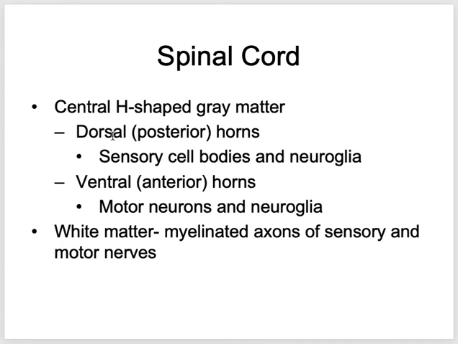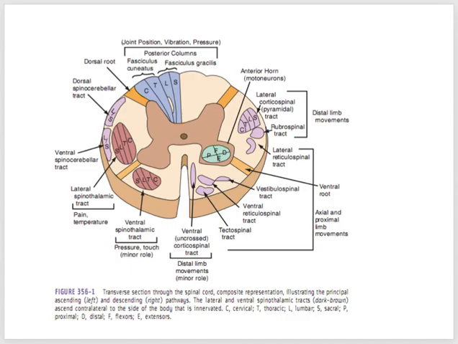Now, when you do a cross section of the spinal cord, you will find the dorsal posterior horns and anterior horns. The posterior one has sensory cell bodies, and the anterior one has motor cell bodies. You can see over here, this is the posterior horn and this is the anterior horn. All the sensory cell bodies are over here, all the motor cell bodies are over here, and different tracts are running over here.